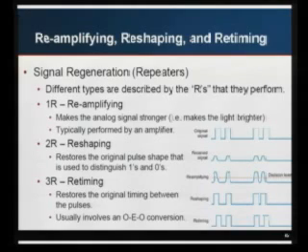And basically, you can perform 1R and 2R. You can even do some amount of 2R in an amplifier. But to do a full 3R pretty much requires an OEO conversion. You take two optics and you go from an optical signal to electrical, back to optical. You now have a completely clean signal that's completely regenerated.